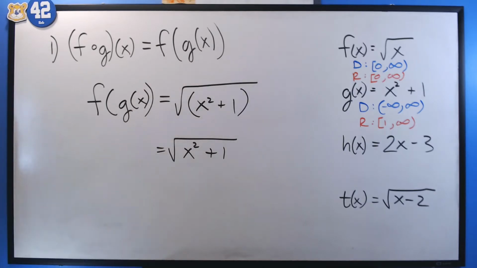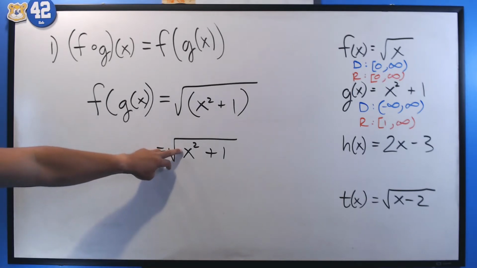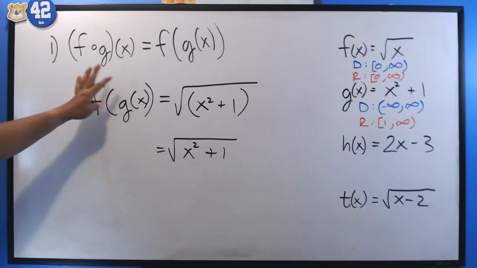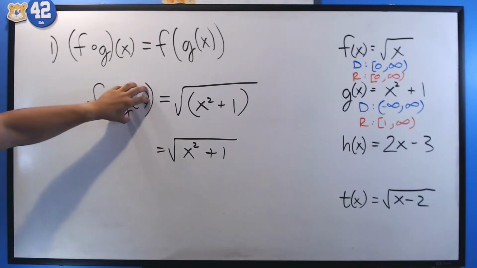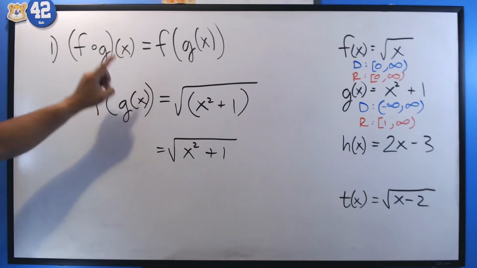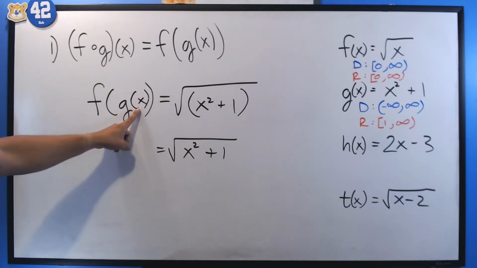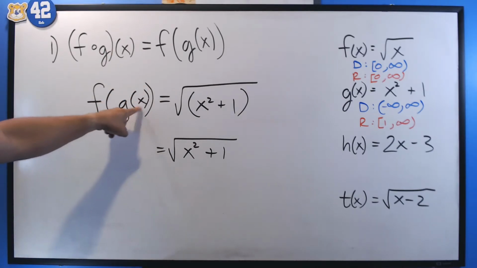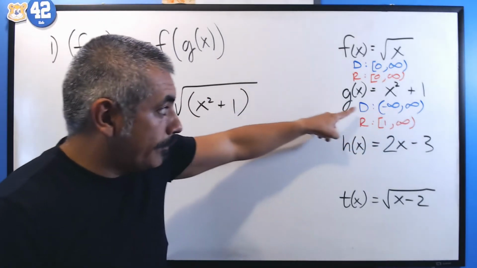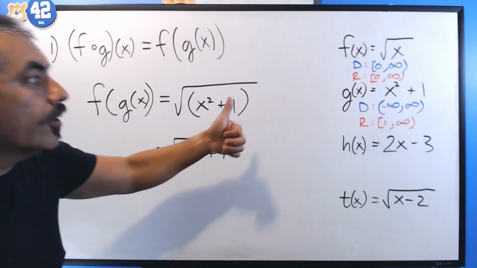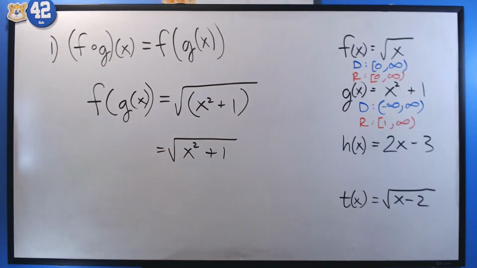Now let's take a look at the domain and the range of this function, because it's actually pretty interesting. We know that the domain of f of g has to be the domain of g. So it has to be valid for g because g has to be done first. So g tells us that it accepts any input you give it. So we're good on that front so far.